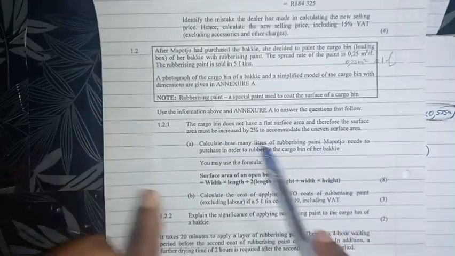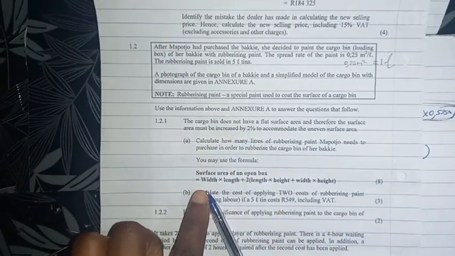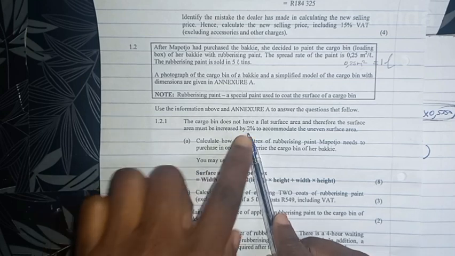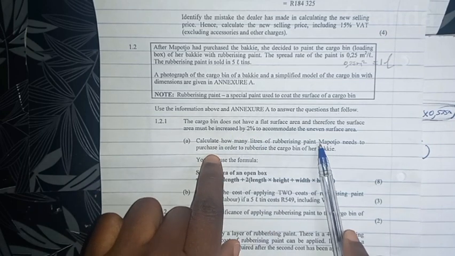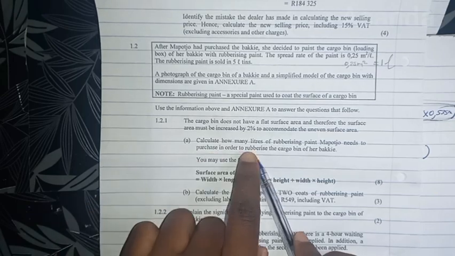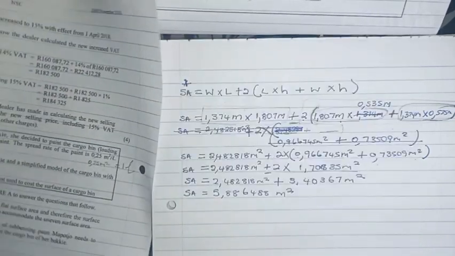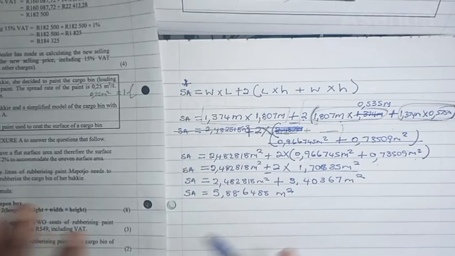Before I move on, I feel like I'm done, but I never move on without checking what the question had asked. What if they had said round off and I didn't? Ooh, you see? They said that you must increase, right, 2%. So calculate how many liters of rubberized paint Maputo needs to purchase in order to rubberize the car. I didn't answer the question. The question was not calculate liters. Okay, now I just have the space.